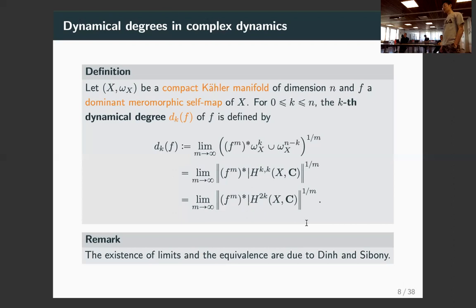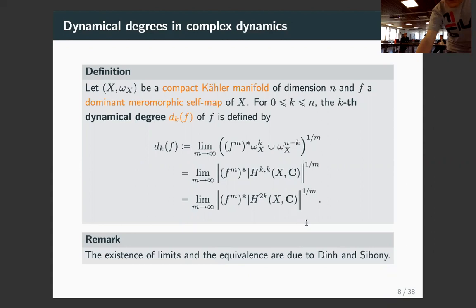And this is equivalent to the other limits. The first one is we choose a norm on the cohomology group H^{k,k}, and then we consider the induced norm on this linear operator. Then this is also equal to the dynamic degree. And moreover, we can also consider the pullback of f^m on the full 2k-th cohomology group, not just H^{k,k}. And it turns out that all three are the same, and we call them the dynamic degree. And here the existence of the limit and the equivalence are due to Dinh and Sibony by their work.